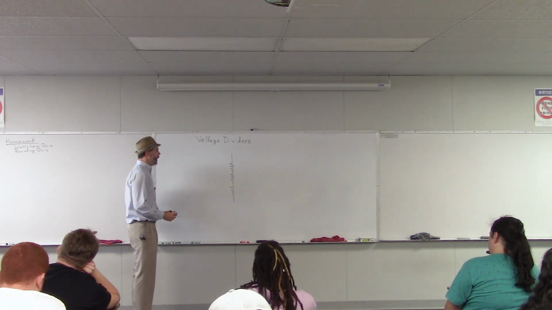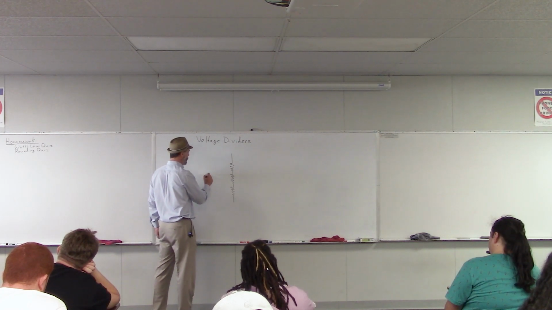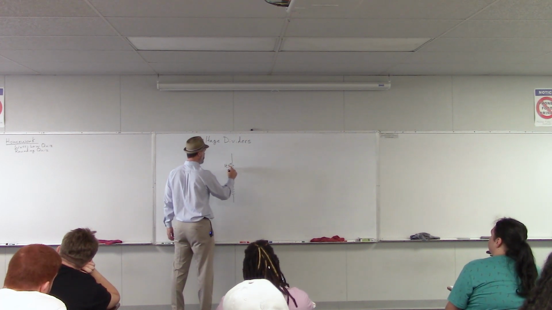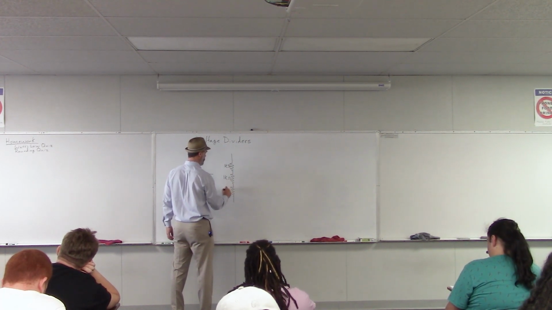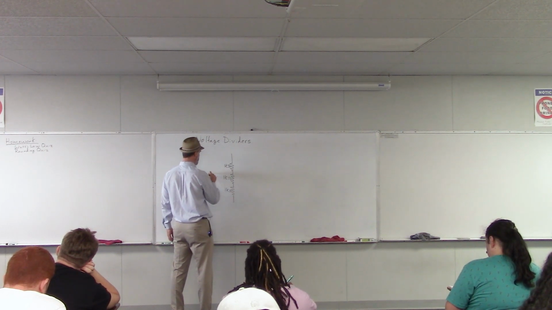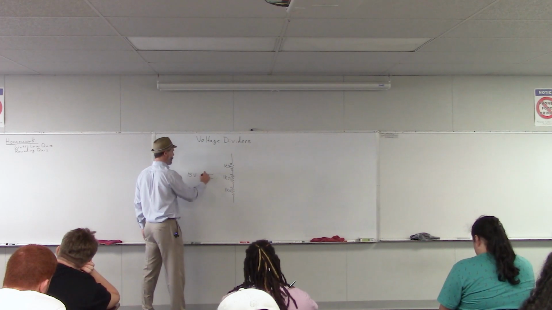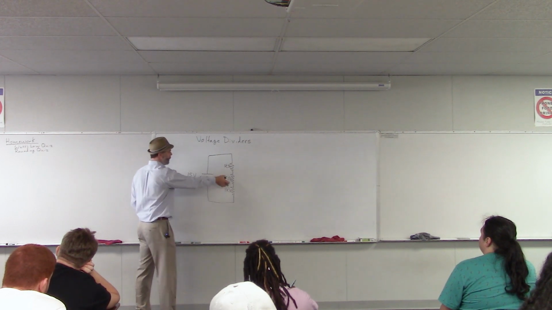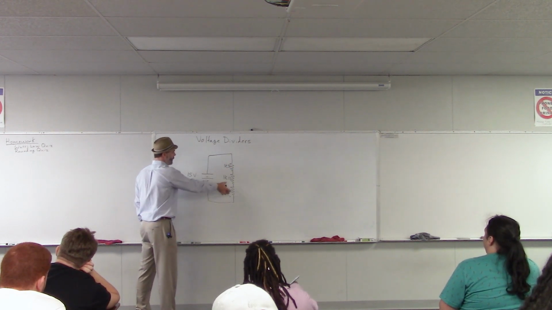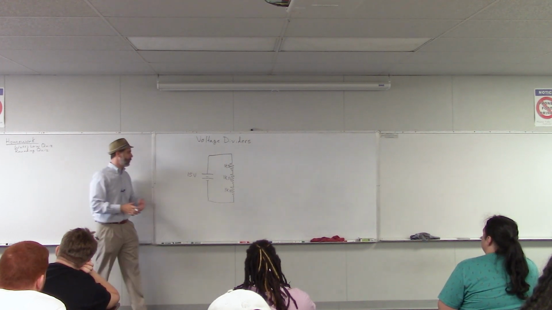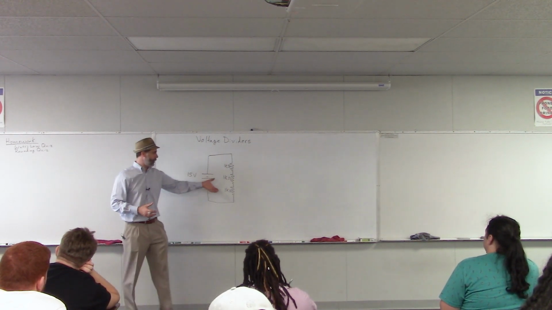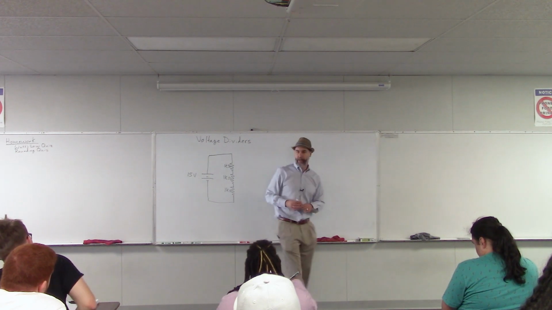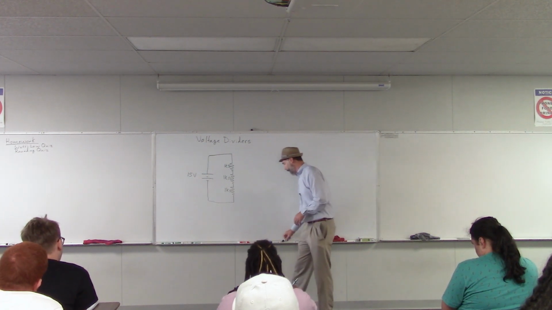Say we have a circuit like this. Each one of these resistors is 1 kilo ohm, and we have 15 volts over here. If all of the resistors have the same value, then they all get the same share of the total voltage. In this case, there are 3 resistors, all the same value, so each one gets 1/3 of the total voltage. If we have 15 volts total, how much voltage do we have across each one?